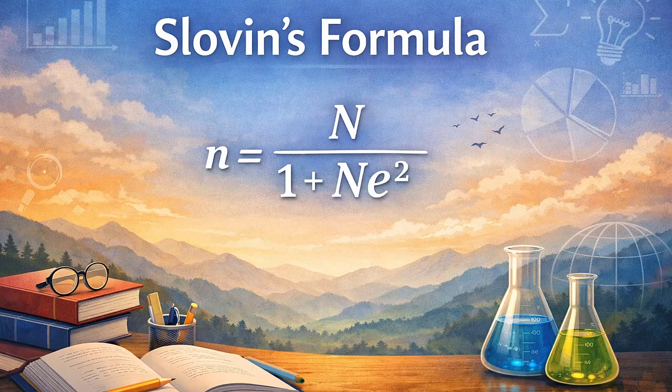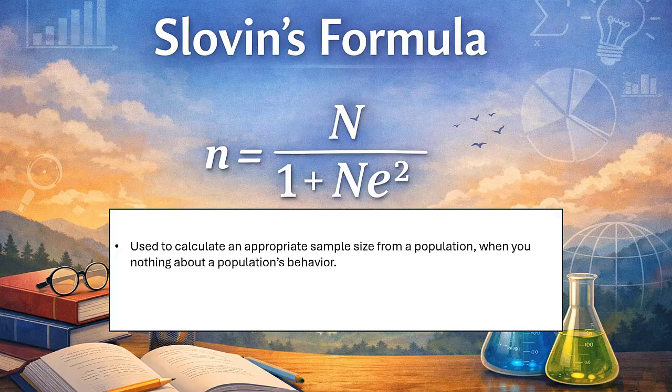In this video, I'll show you what Slovin's formula is and how to use it. Slovin's formula is used to calculate an appropriate sample size from a population. If you take a population sample, you must use a formula to figure out what sample size you need to take. Sometimes you know something about a population, which can help you determine a sample size.